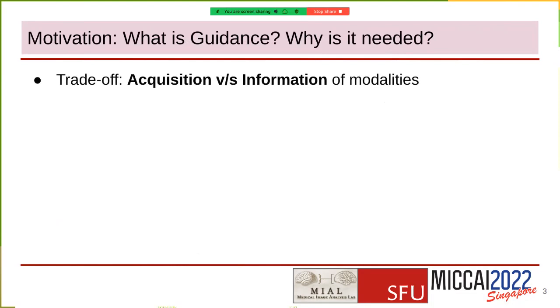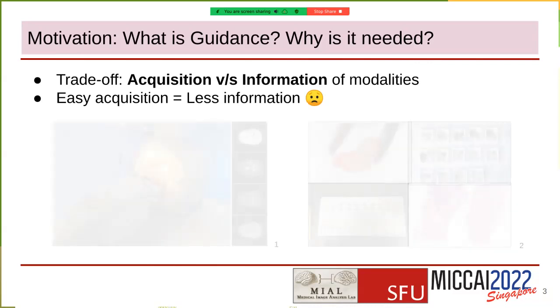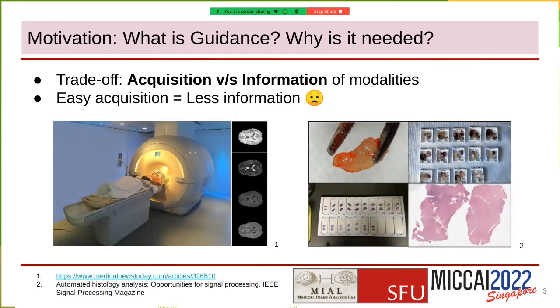The main motivation for guidance is the prevalence of a trade-off between the acquisition of a particular modality and the information it delivers. In simple terms, the easier the acquisition of a particular modality, the lesser the information it provides. For example, let's take the brain tumors from the MRIs and the histopathology.